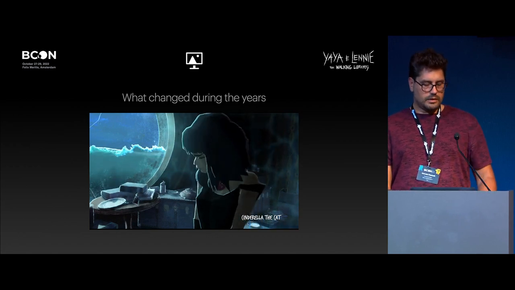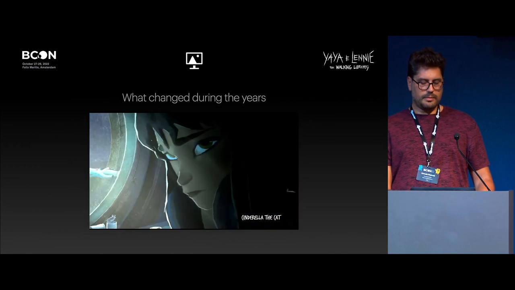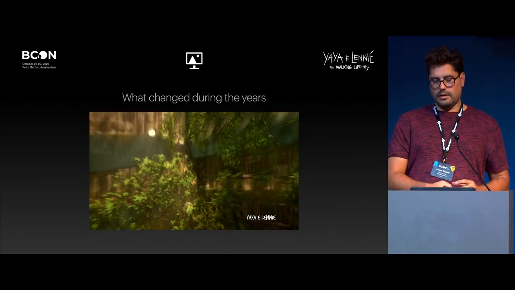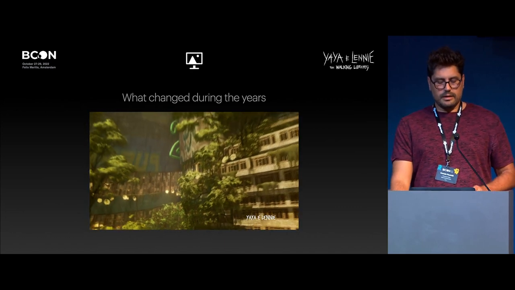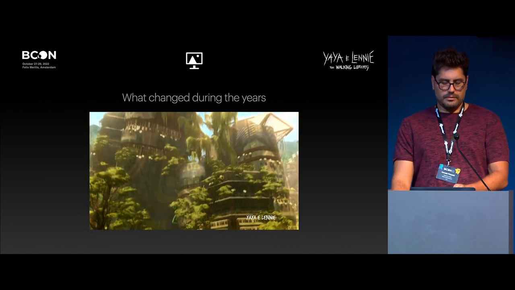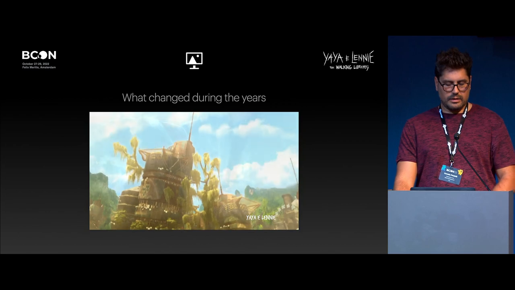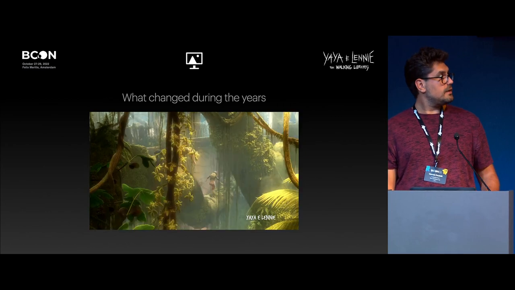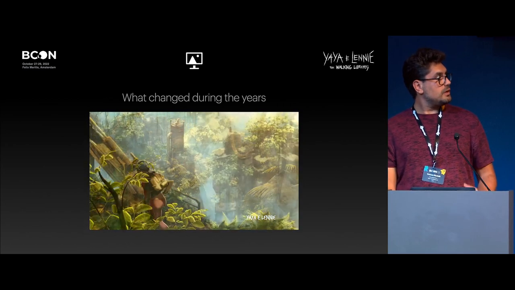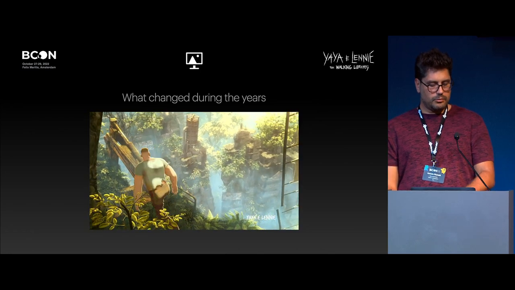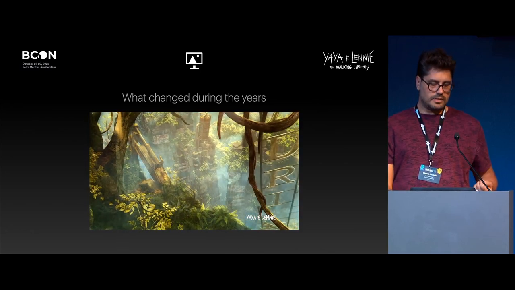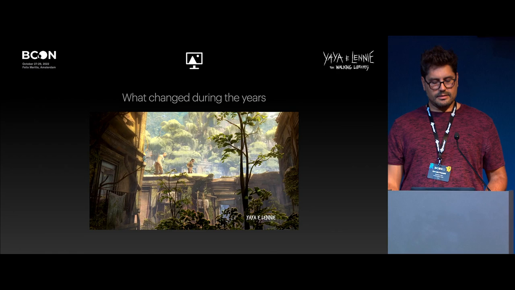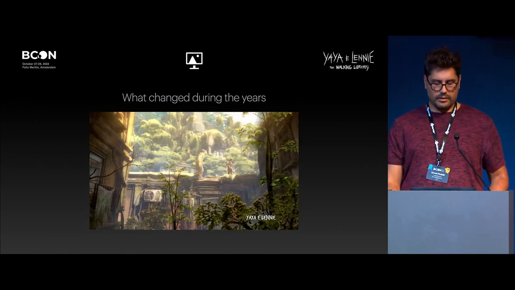You can see here all the characters have this rim light on them. That's not 3D generated. It is used with a process of compositing that gives it more of a 2D look. Here in Yaya and Lennie, you can see everything is 3D, but with our heavy compositing and post-processing, everything still has this 2D look about it. All the rim lights you see here are used with the same technique from Cinderella the Cat, so that we can keep the same feeling, even though now it's everything in 3D.